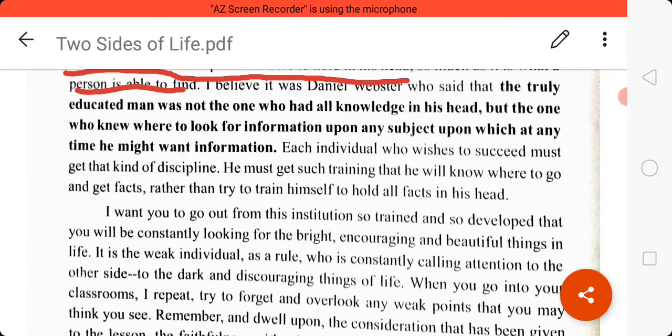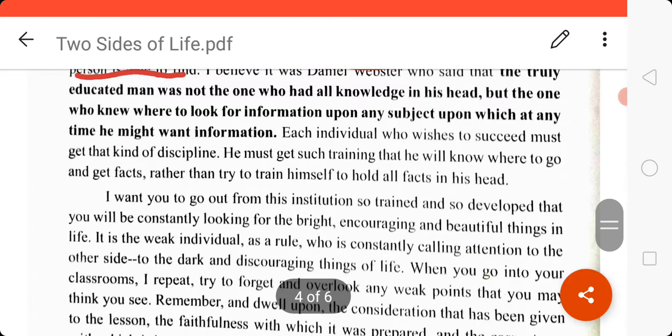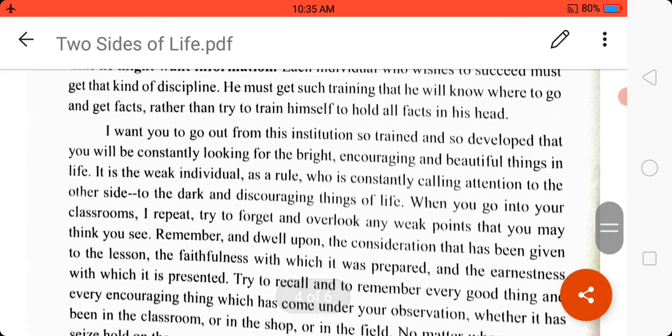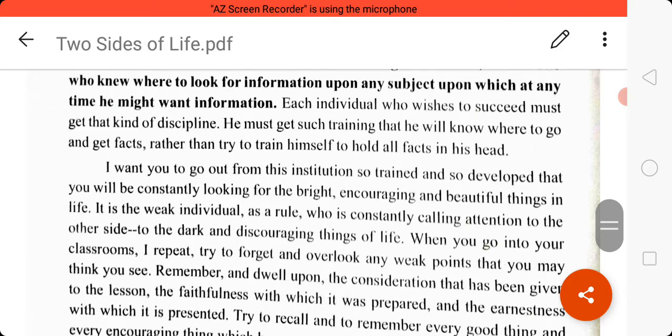Just don't sit like that. You should learn and learn. Each individual who wishes to succeed must get that kind of discipline. He must get such training that he will know where to go and get facts, rather than train himself to hold all facts in his head. So how do you get such discipline? Each individual who wishes to succeed must get that kind of discipline. That means you must go in search of information. When you want to elaborate your education or your life, you must go in search of the information which you don't know.